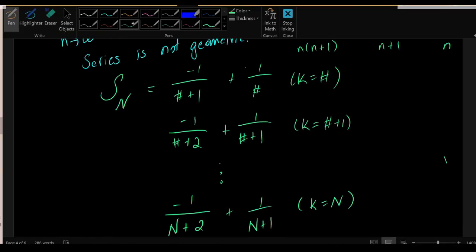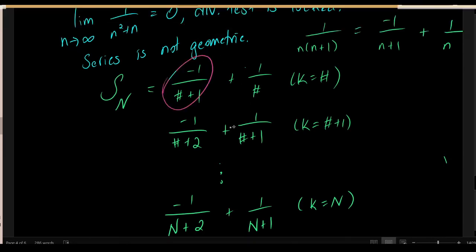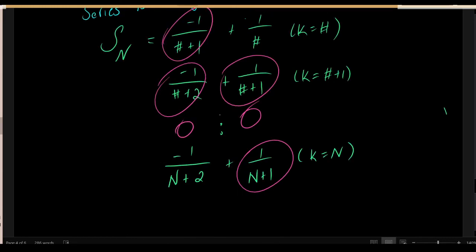Which means that the partial sums are always going to simplify, so that the only thing that survives is the very first term, positive part, and the very last term's negative part. But the last term's negative part, negative 1 over capital N plus 1, goes to 0 as n goes to infinity.